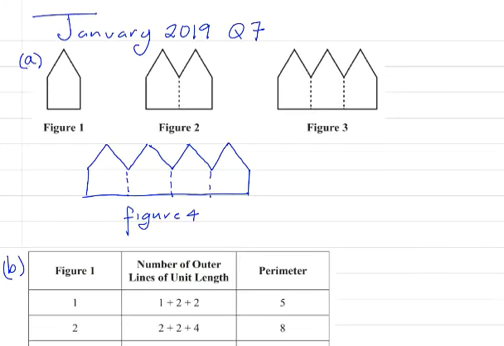Alright, the B part of the question. The B part of the question says, study the patterns of numbers in each row of the table below. Each row relates to one of the figures in the sequence. Some of the rows have not been included in the table. Complete the rows numbered I and III. Alright, so let's have a look at the table.